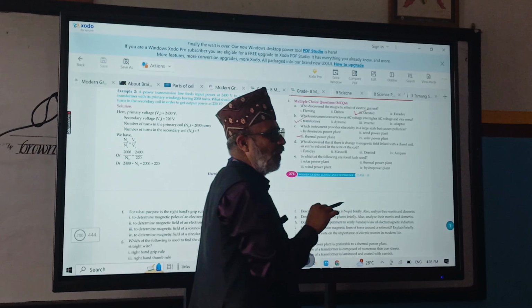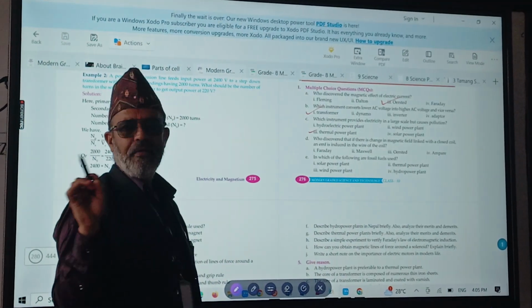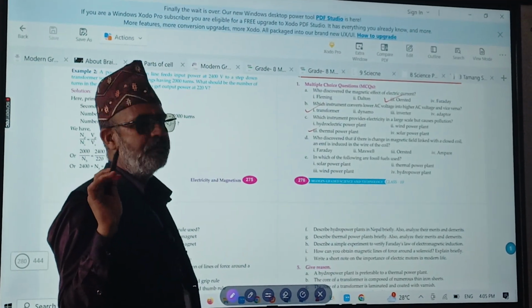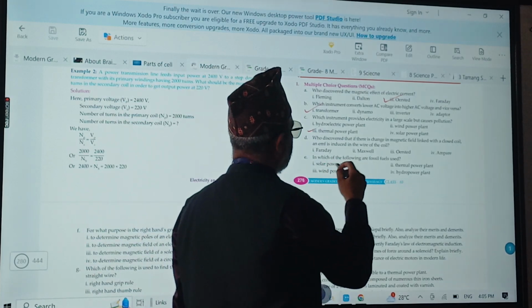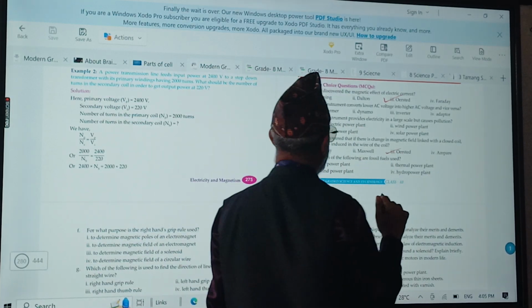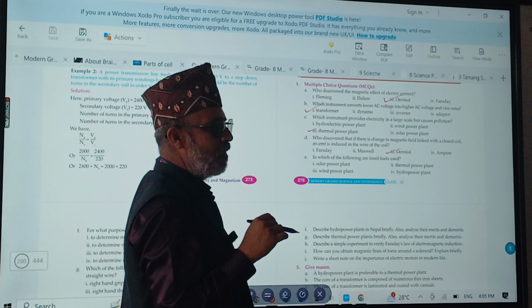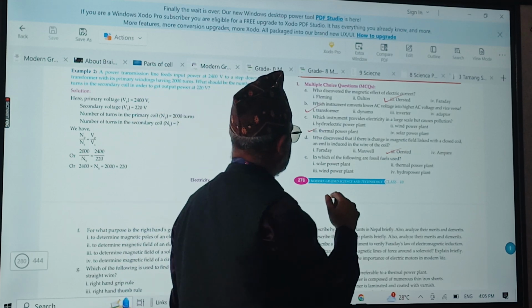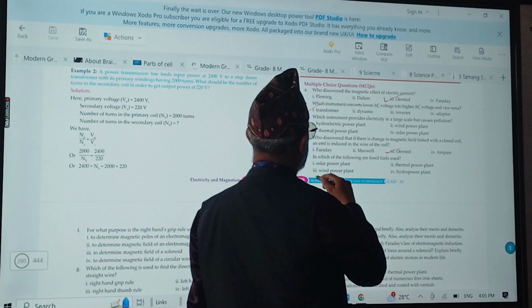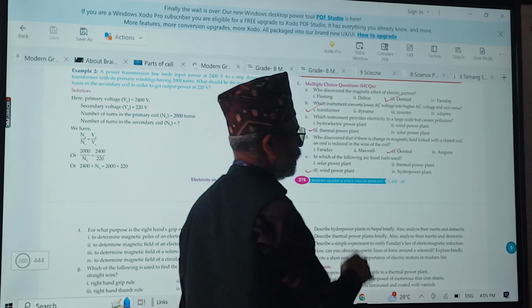Number D. Want to do number D? Okay, Sapan again wants to say. Third one. Number E, wind power plant. This is right.